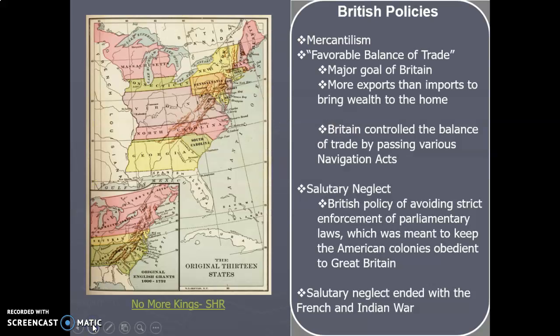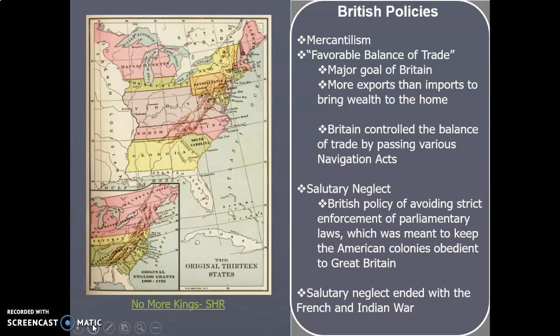So first off, let's talk about the British policies of mercantilism, and that is to establish a favorable balance of trade. We have hit on this earlier in the semester, or really a couple weeks ago when we were talking about exploration. But now we're going to look at it from Britain's point of view. Britain's major goal, of course, was to export more than they import. That brings in the wealth. You sell more than you buy.